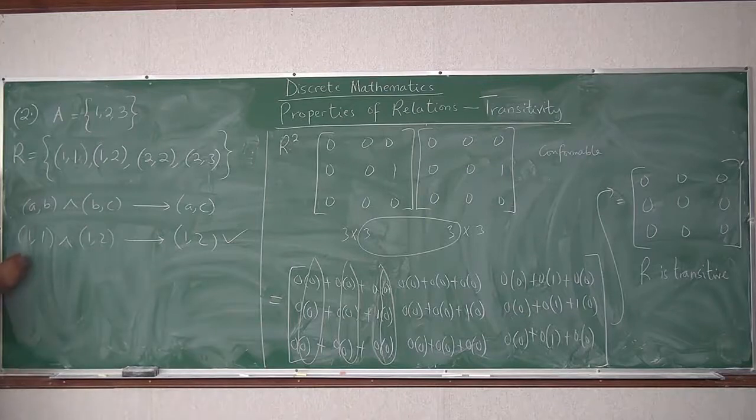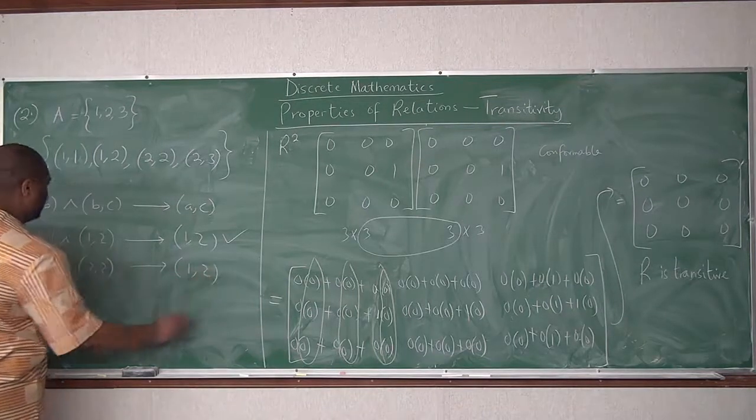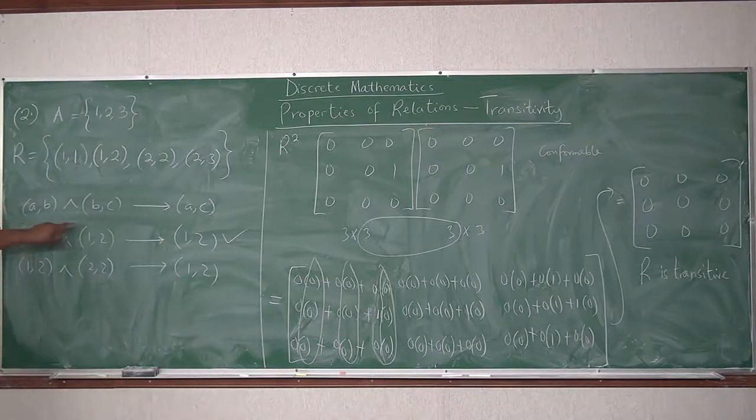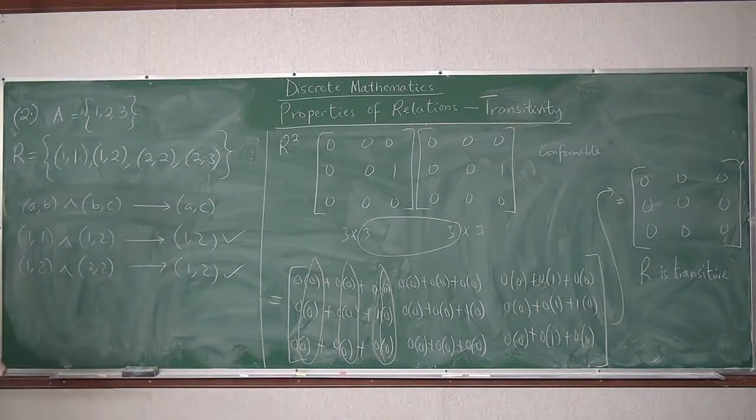Then we have 1, 1, and we have 2, 2. AB, BC, and this implies 1, 2, AC. AB, BC, 1, 2. We all have this. No problem. We have this.